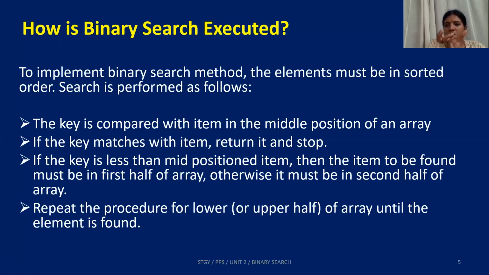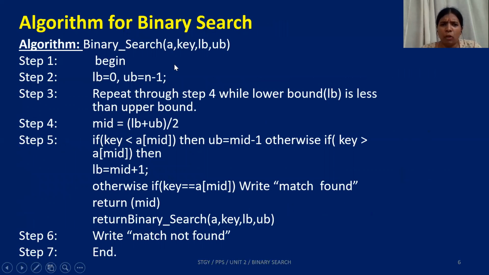So you tend to concentrate only on the first half of the array. Whereas on the opposite side, if not, then you tend to concentrate on the second half of the array, expecting that your element is found in the second half of the array. So what is the idea of binary search?